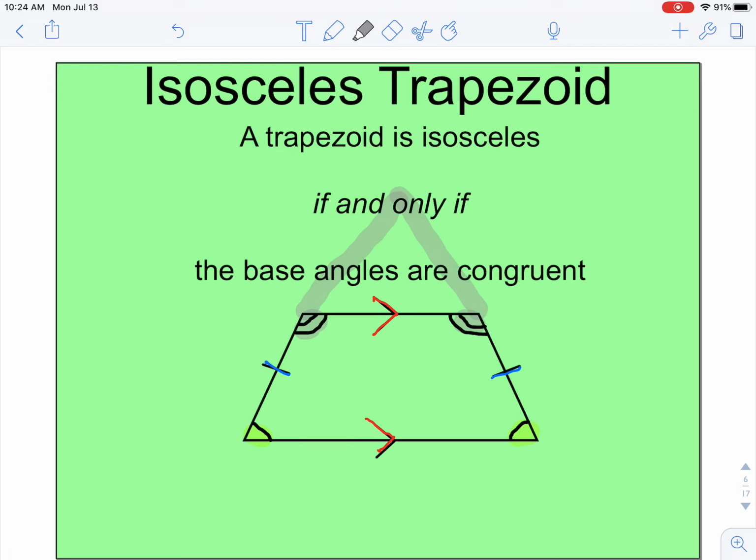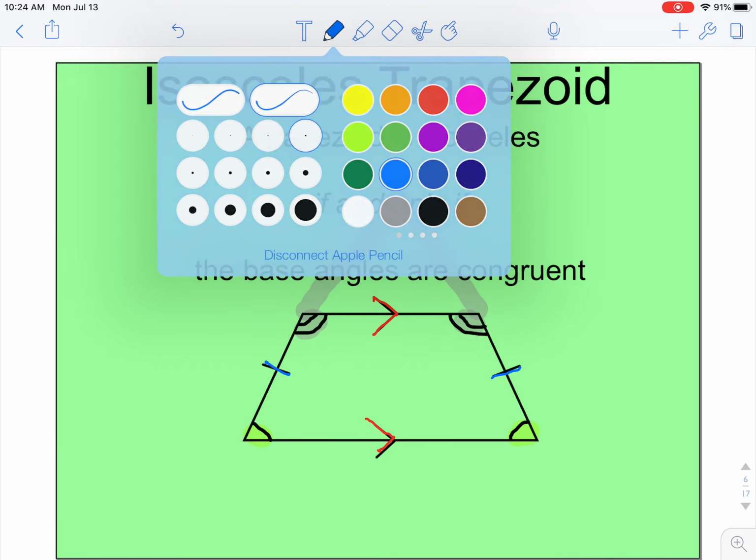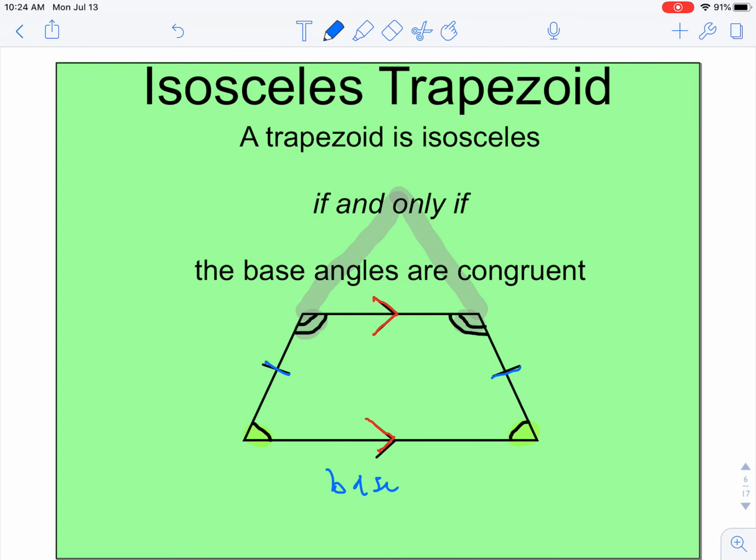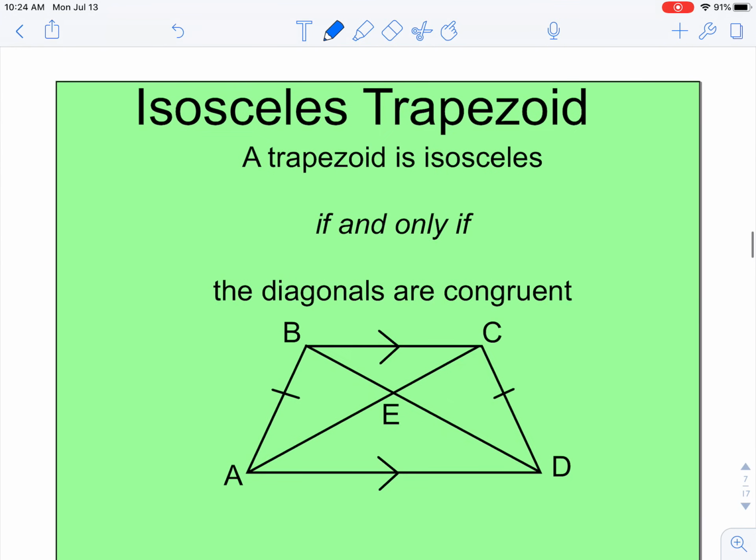So it's kind of on the same wavelength as an isosceles triangle. Remember, the base angles are congruent in an isosceles triangle. And so here is our base, and the angles adjacent to the base are congruent.